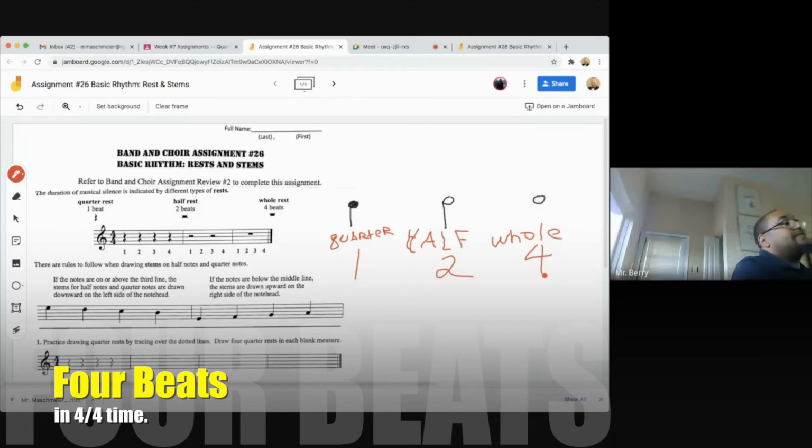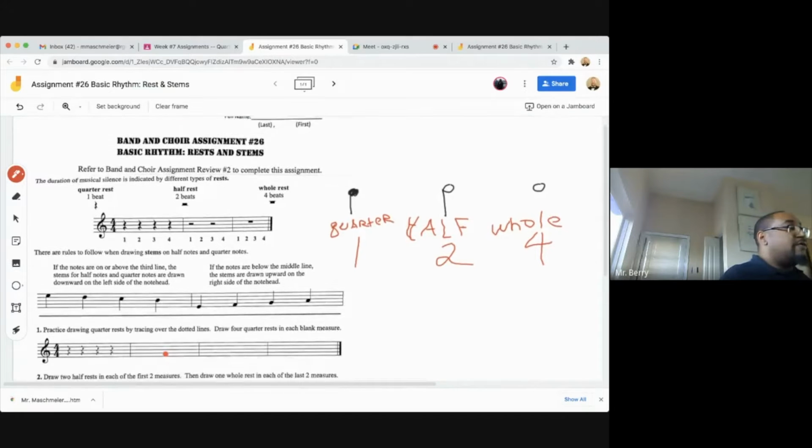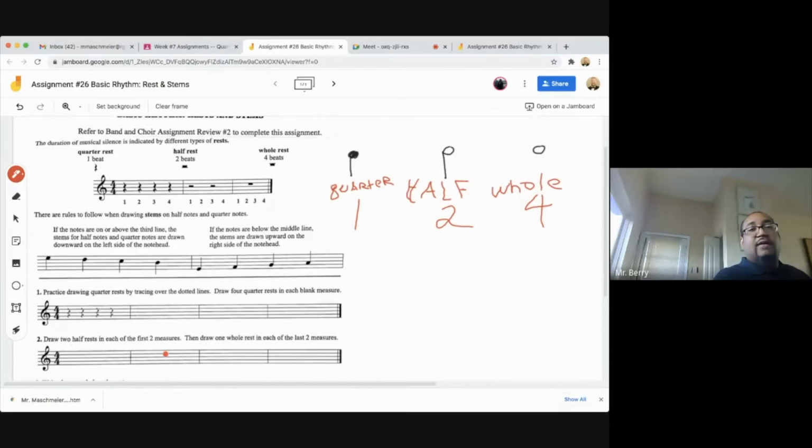I wanted to review that real quick, because we're going to be talking about something that's somewhat the same but slightly different than the notes that we learned yesterday. Today we're going to be learning about rests. When we think about notes, we're thinking about sounds that are produced by instruments, drums, things of that nature. When we think about rests, we're thinking about silent beats. It says here the duration of musical silence is indicated by different types of rests. That's how we want to think about the two.